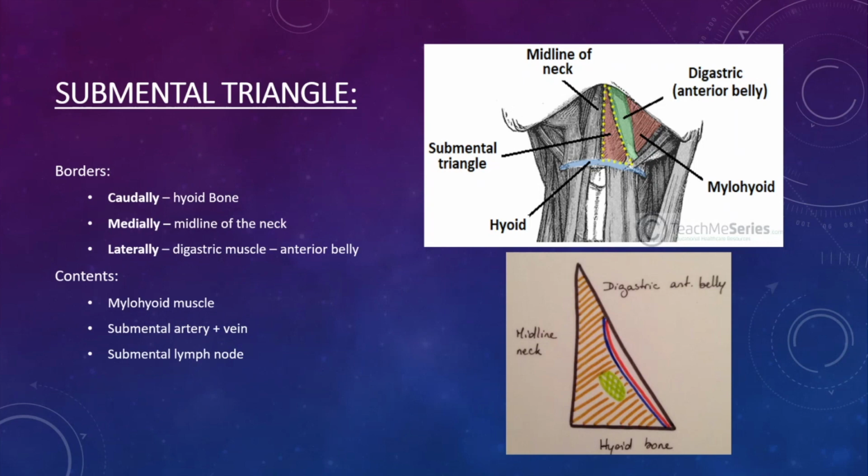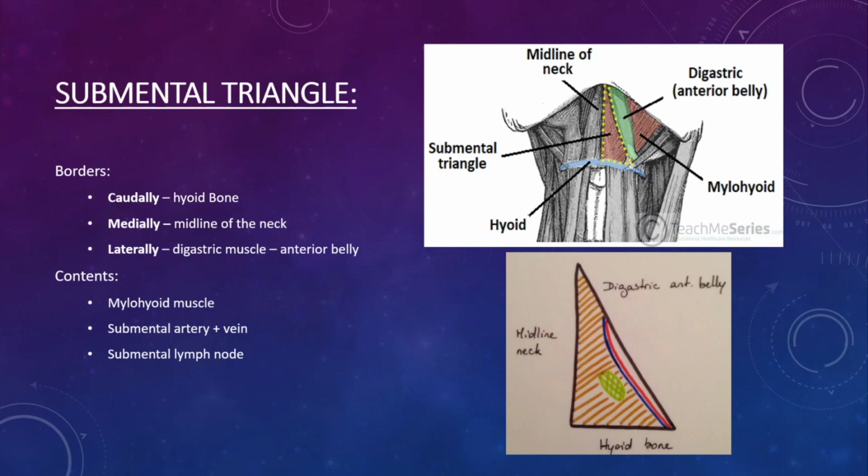So about the contents, there are submental lymph nodes which we can find within this triangle, which drain lymph from the floor of your mouth, and we also have the submental artery, which is a branch of the facial artery, and the submental vein, which drains into the facial vein. Rule of thumb, guys, always remember that veins never branch, they drain.